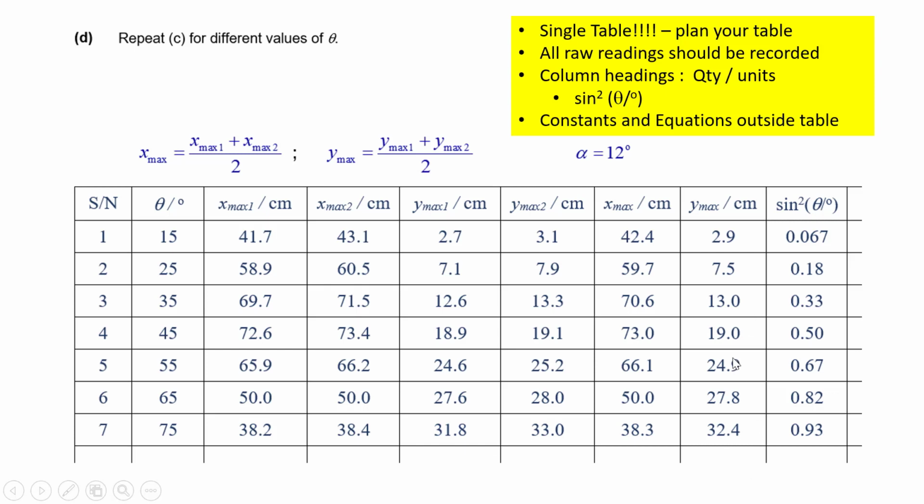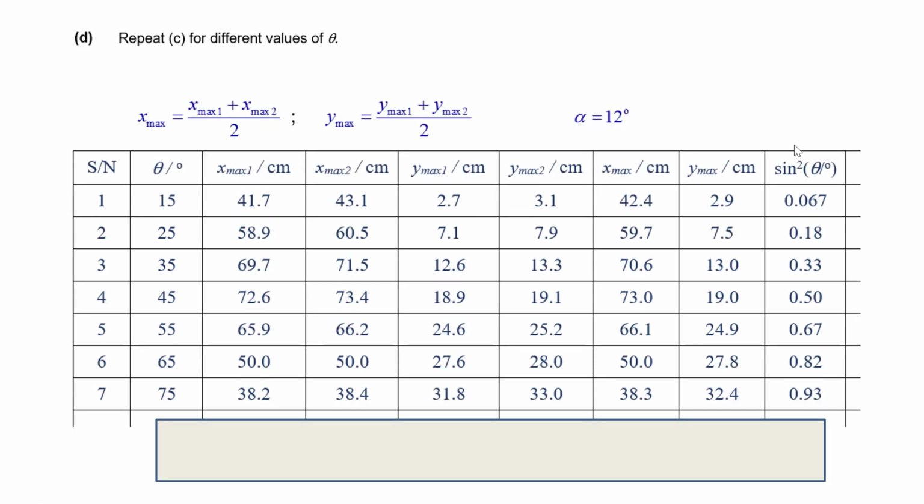Now, in terms of the table, this is what we're marking for. First, again, convention for the column headings. All your column headings should have a quantity and units, and the convention would be quantity/units. Now, take special note of sine squared theta. Sine squared theta is actually a dimensionless quantity. However, because theta can be measured either in radians or in degrees, we often want to tell the examiner that we've recorded in degrees. This is the convention. So degrees belongs to the theta, then we bracket the whole thing, then we put our sine squared outside, and so the whole thing is dimensionless. And again, equations and constants for neatness' sake should be placed outside the table.